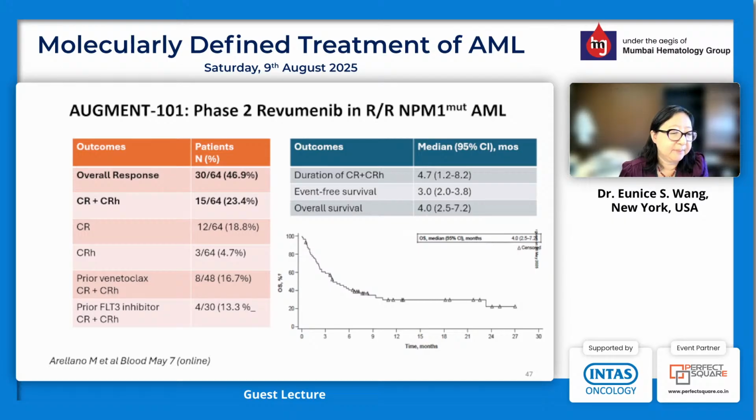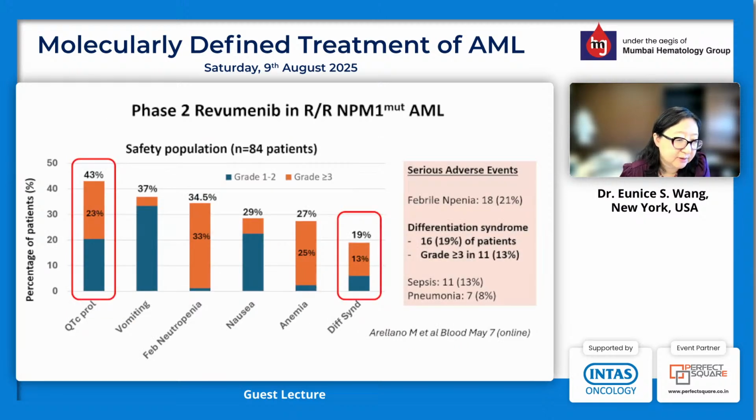You can see that patients who had prior venetoclax and prior FLT3 inhibitor have an even lower CR/CRh rate, 13 to 16%. The duration of response was also lower, only about 4.7 months, with an overall survival of only 4 months. There also was QTc prolongation in about 43% of patients, with about 23% having grade 3 and above. And about a 19% incidence of differentiation syndrome, again, 13% being grade 3 and above.